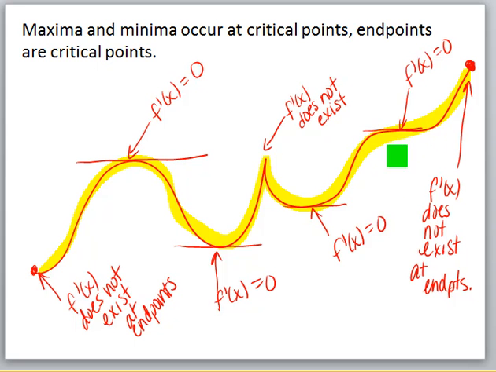This ends up not being a max or a min or anything of great significance, but it's still considered a critical number. And then up here, we have another spot where the derivative does not exist, so it is considered a critical number. So hopefully this picture has shown you what critical numbers look like.